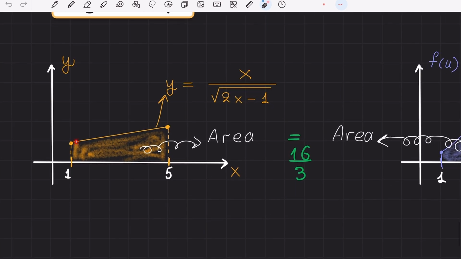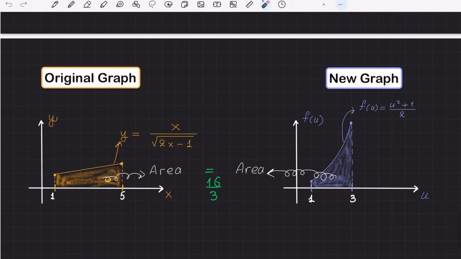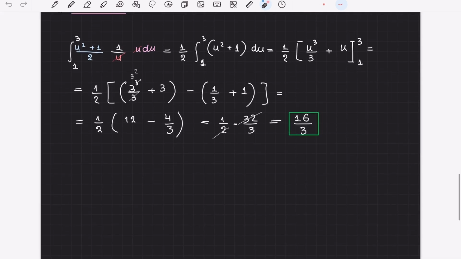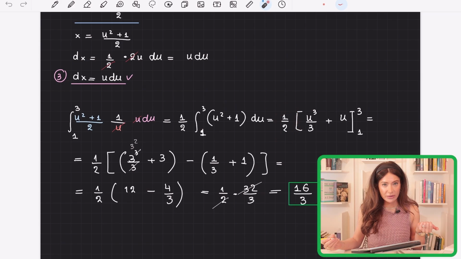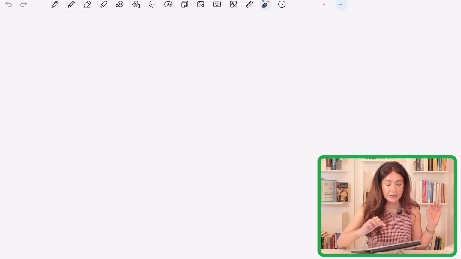Because the area under the original curve from 1 to 5 is the exact same area as this translated curve from 1 to 3 and then multiplied by a constant 1/2, okay? So geometrically, those two areas equal one another.